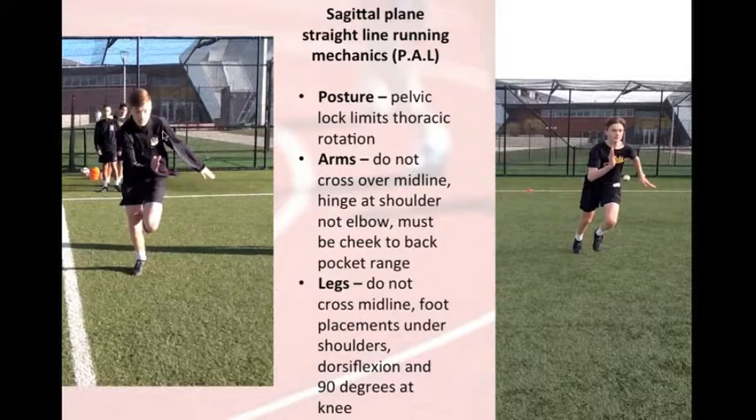On the right here, we see a nice posture leaning forward. We've got better flexion at the elbow, which means we're getting shoulder drive for the arm movement. Foot placements are in line with the shoulders, so we see no movement across the midline with the knees or the arms.